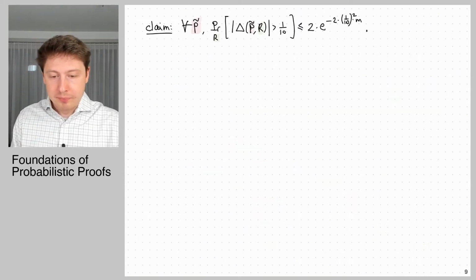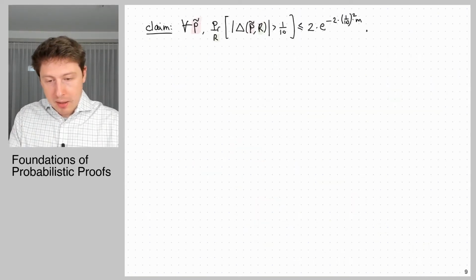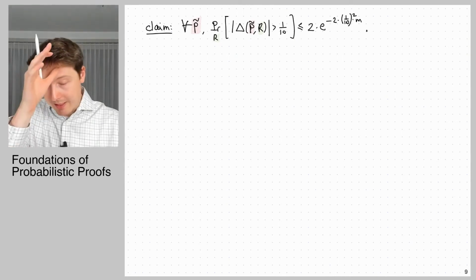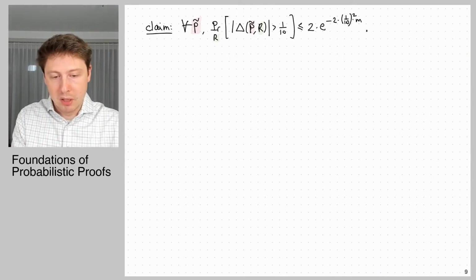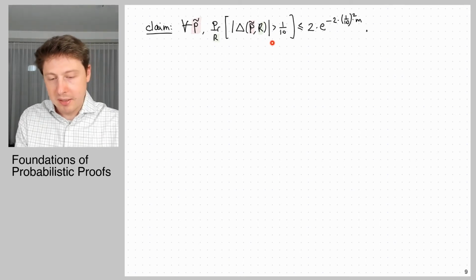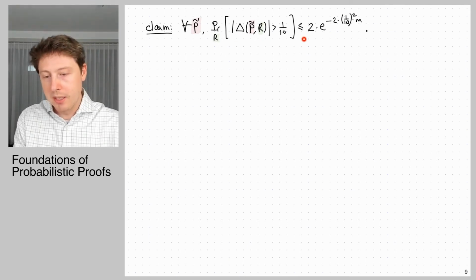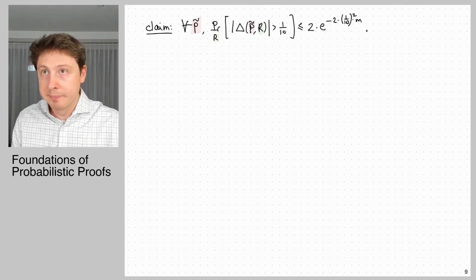So, in this slide, we're just going to prove exactly that claim. That's exactly what I wrote earlier. Given any prover, the probability that this difference is small is large. In other words, the probability that this difference is not small is very small. Okay?